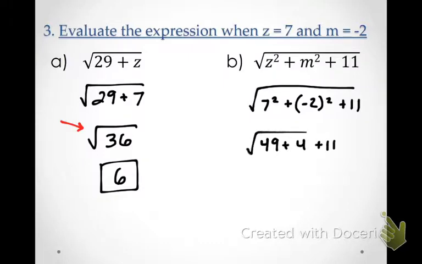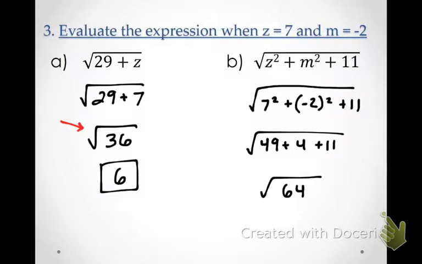Once again, remember, we are finding the square root of this number. Do all of your work underneath the square root sign. What is 49 plus 4 plus 11? Put it in your calculator, guys. 49 plus 4 plus 11. What is it? 64. So once again, I'm still taking the square root of 64.